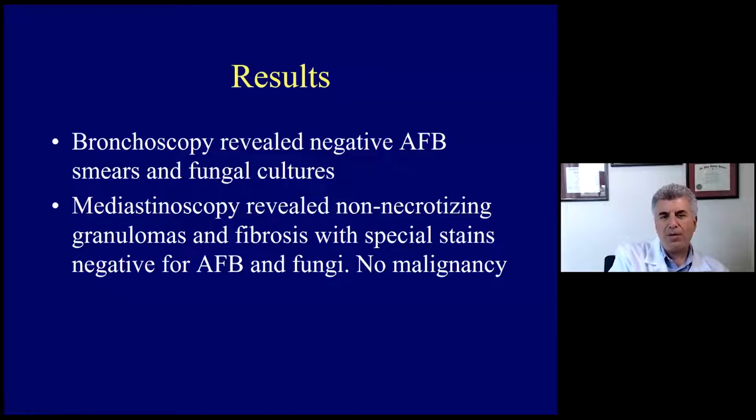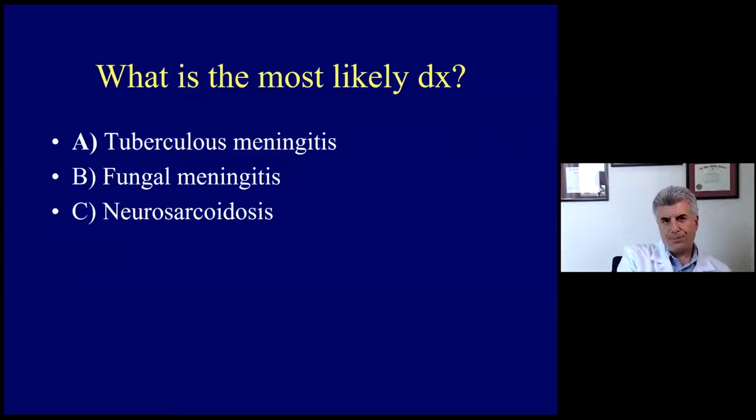So a bronchoscopy revealed negative AFB smears and fungal cultures, and he had a mediastinoscopy, a biopsy which revealed non-necrotizing granulomas and fibrosis with special stains negative for AFB and fungi. No evidence of malignancy. So I'll ask again, and I know this is a challenging case, but what's the most likely diagnosis? Do we think this is tuberculous meningitis, fungal meningitis, or neurosarcoidosis?